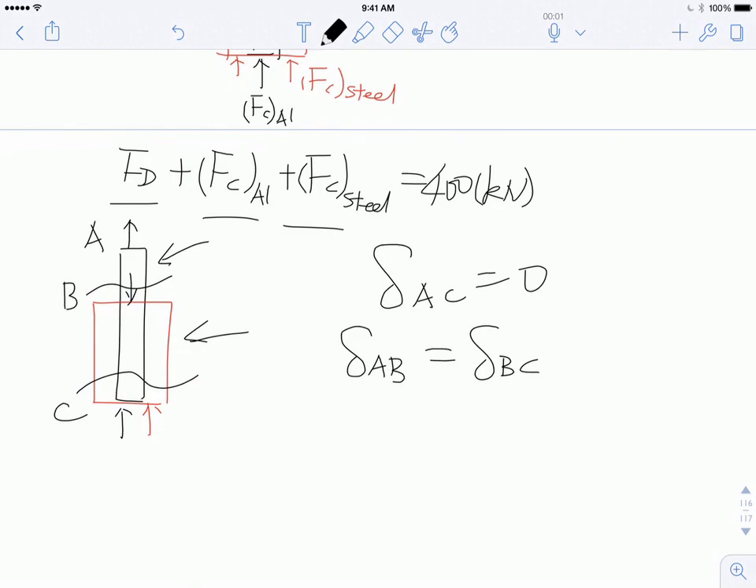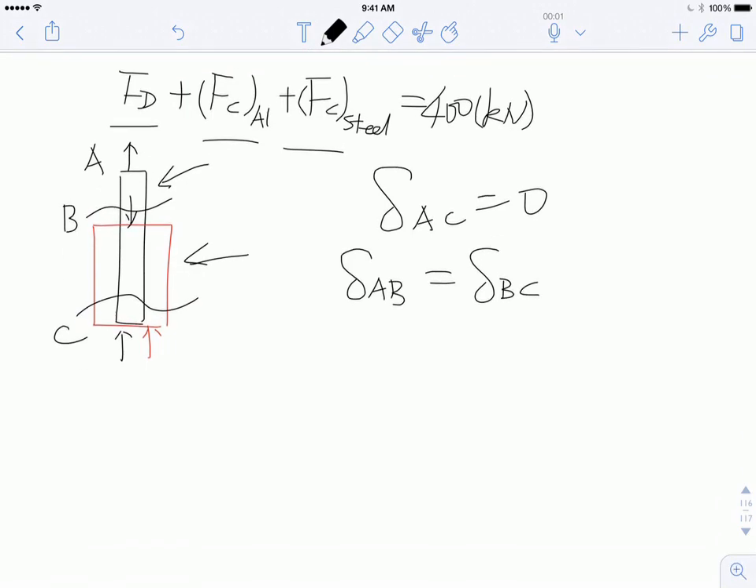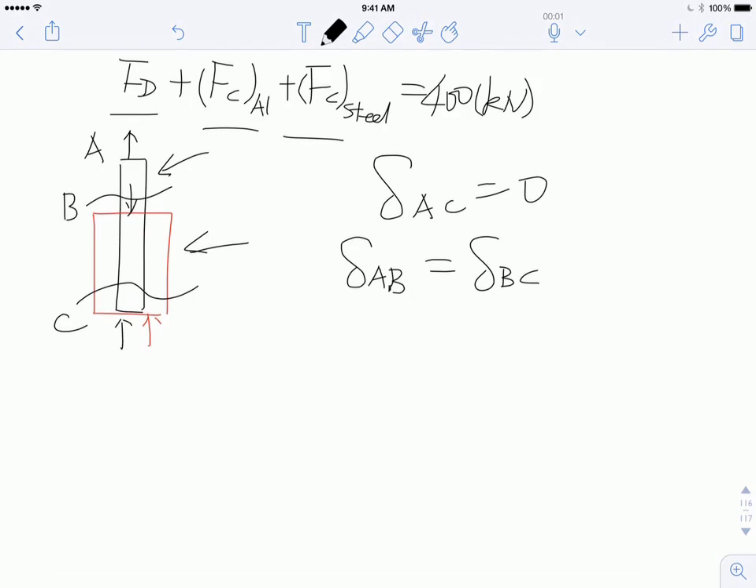So let's see here. Oh, I think here's another thing. Now, BC and AB, BC contains both the aluminum and the stainless steel, right? Well, AB only has aluminum, so be careful on that, okay? Alrighty, so let's see how we can solve for that.